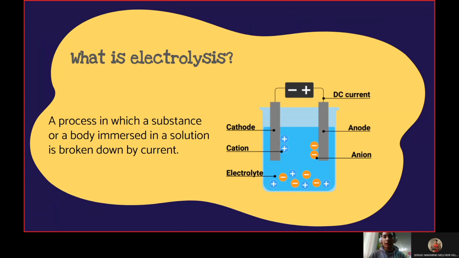First of all, we're going to define what electrolysis is. It's a process in which a substance or a body is immersed in a solution that is broken down by a current. As you can see here in the image, you have a cathode and an anode in an electrolyte, which are connected to a power source so that the current makes this breaking down of the solution.